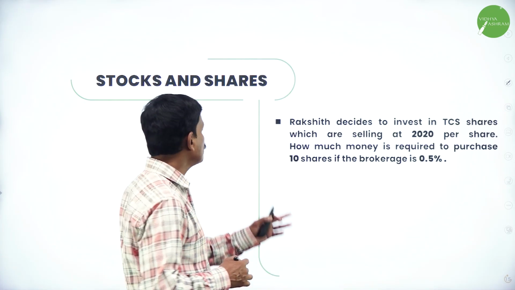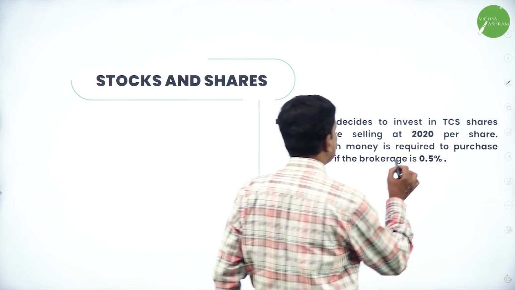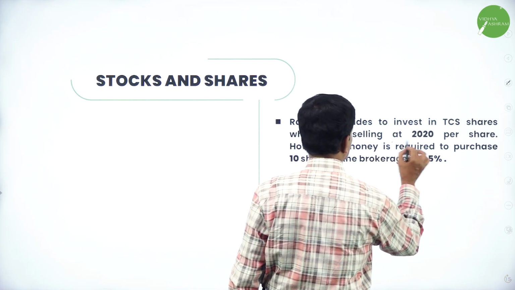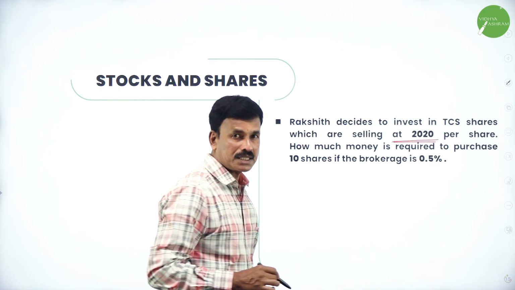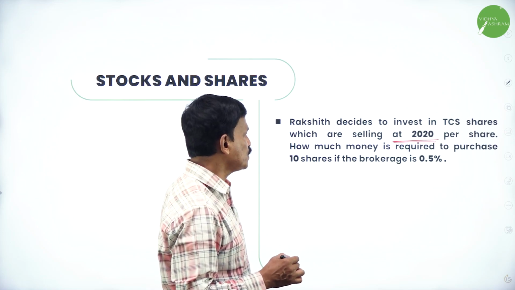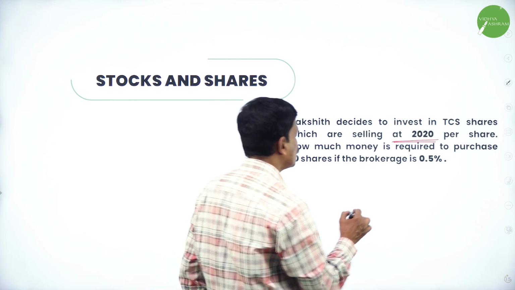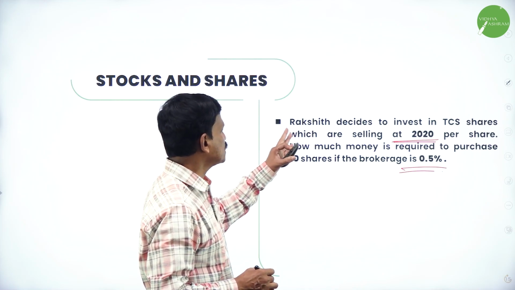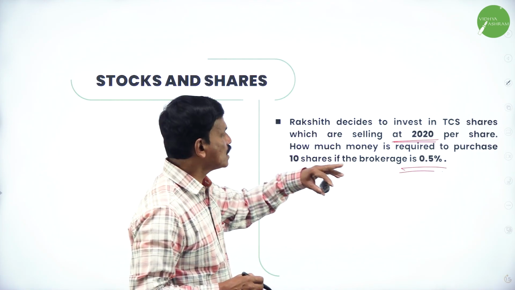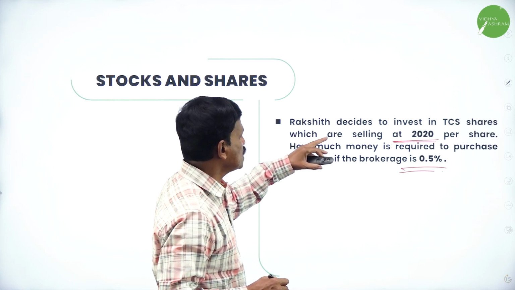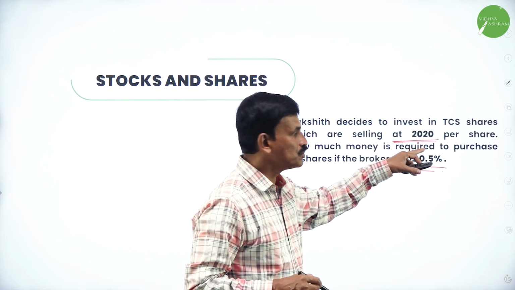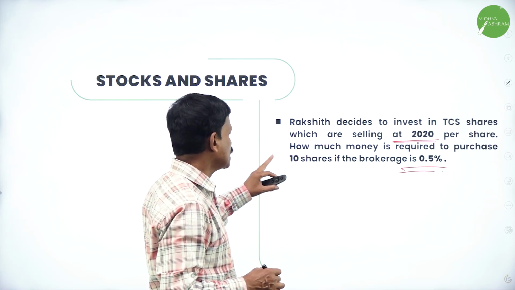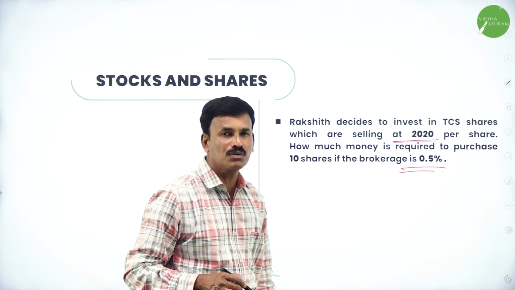Now, the next problem. Rakshit decided to invest in TCS shares which are selling at 2020 per share. How much money is required to purchase 10 shares if the brokerage is 0.5%? Very simple problem. So Rakshit decides to invest in the TCS company, with shares at 2020 per share.